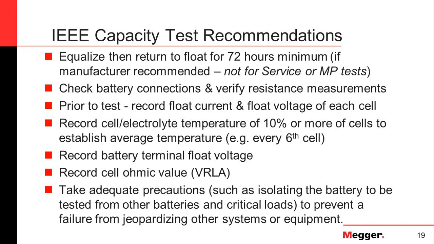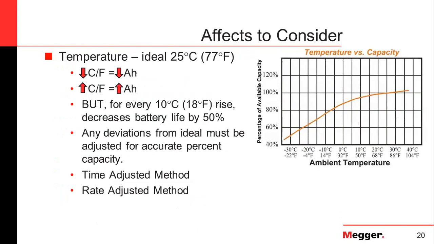But the rest of the measurements still apply, where you're going to go through and make sure that your battery connections and your strap resistance measurements are adequate so that you get the most realistic test. You're going to record your float voltages and currents, and your electrolyte levels if you're using vented lead acid, of at least 10% of the cells. Your terminal float voltage as well. When we get to VRLA, we're going to want to do the ohmic values. And I need to take any other necessary precautions, whether it's isolating the battery from load or isolating it from a parallel battery string or something of that nature, so I don't jeopardize my system or any equipment that may still be relying upon the battery.